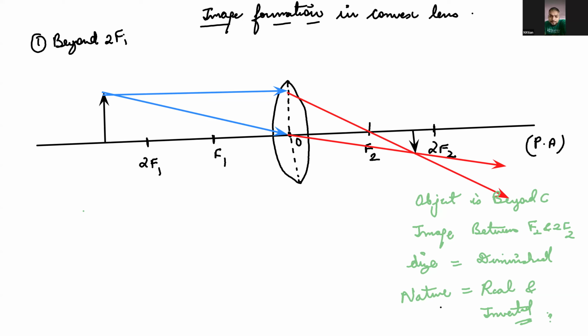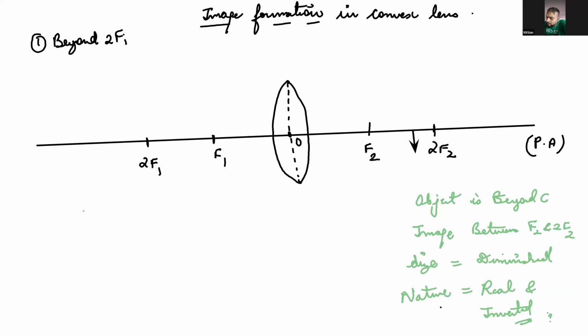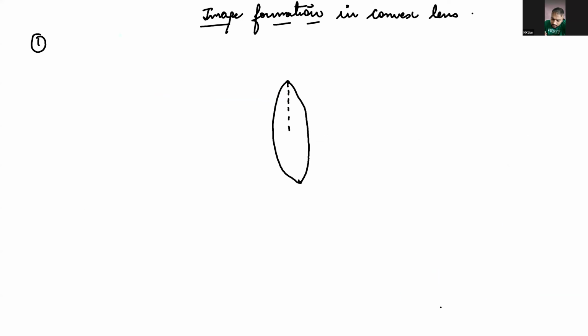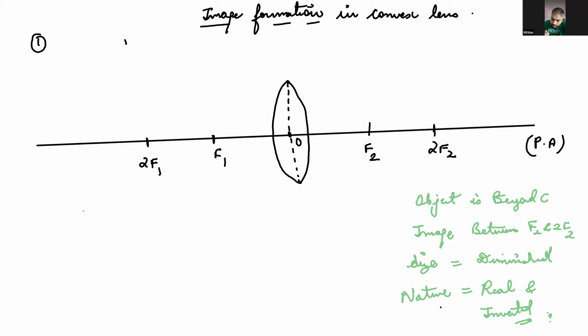Then shall I raise this? Okay. Now Hannah will assist you. Okay, Hannah. Now where will you put an object, Hannah? At 2f1. Now Hannah, tell me. I will put an object at 2f1. So this is 2f1. Okay.